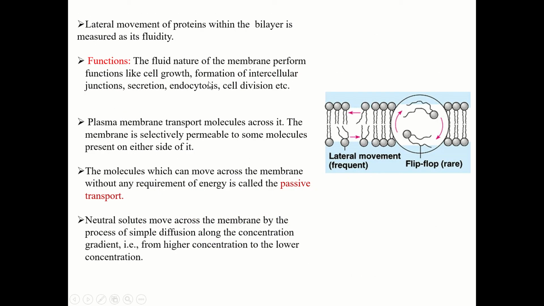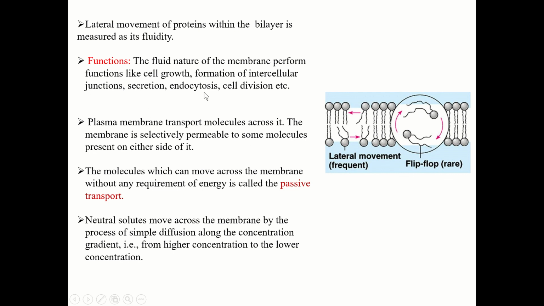Lateral movement of proteins within the bilayer is measured as its fluidity. Protein molecules or lipids can move laterally within the lipid bilayer. This is called lateral movement, which is frequent. This is the flip-flop movement of the lipid molecule, which is very rare, whereas the lateral movement is frequent, and that's why it gives fluidity to the bilayer.